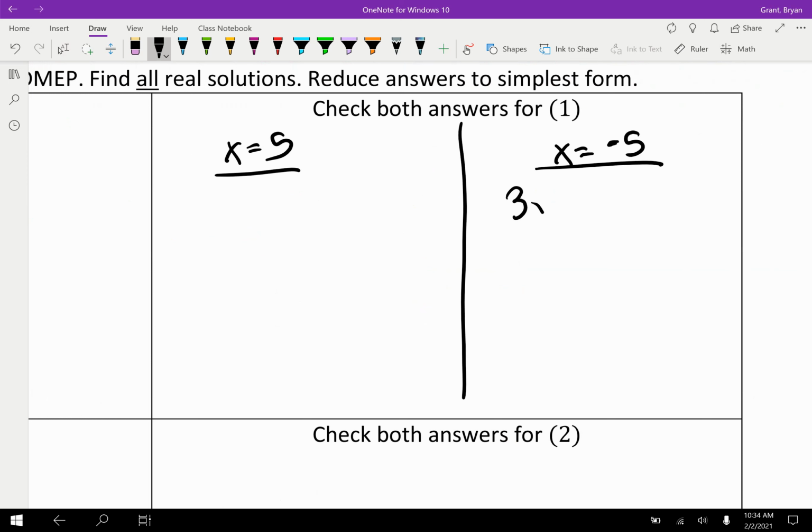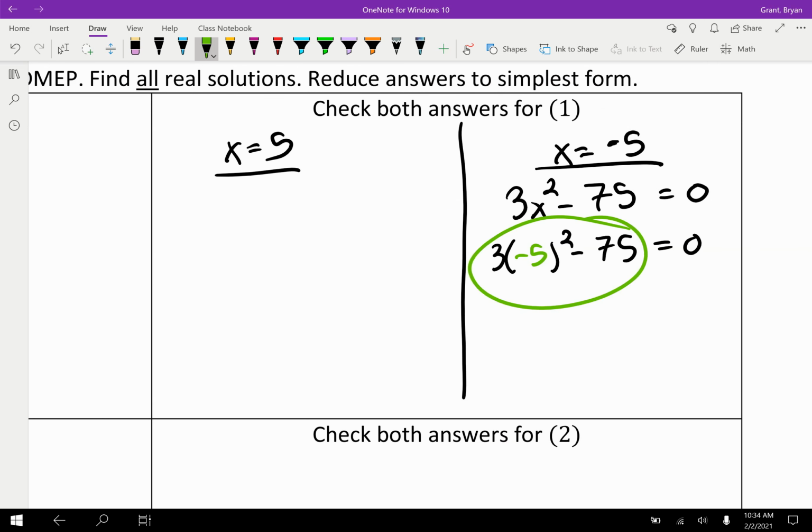And so our problem was 3x squared minus 75 equals 0. We're going to replace the x with our answer. I'm going to do negative 5 here. You guys are going to do positive 5. And now we are following PEMDAS. We are simplifying the left side to see if it becomes 0. So PEMDAS, we start with what's in the parentheses. There's nothing with negative 5.